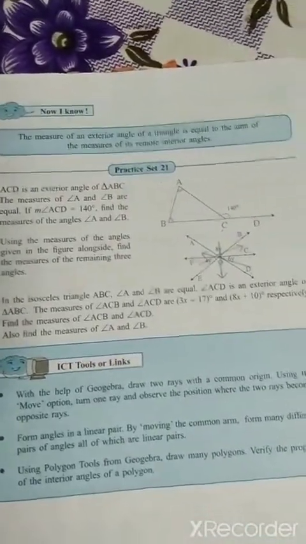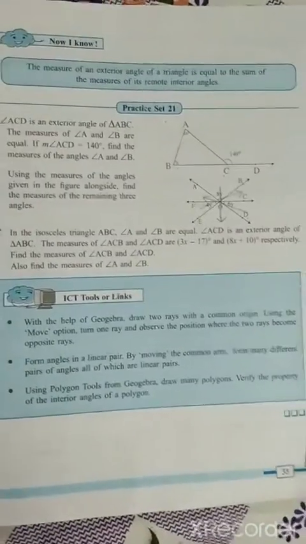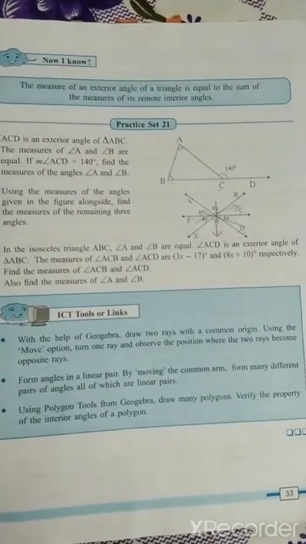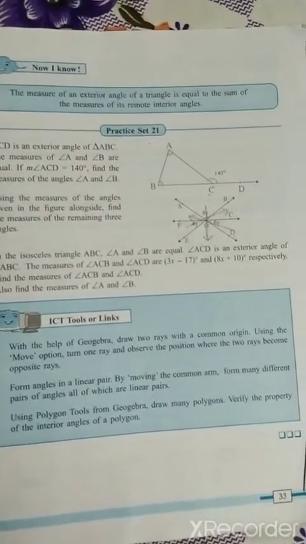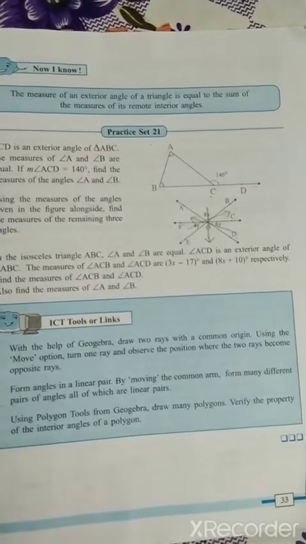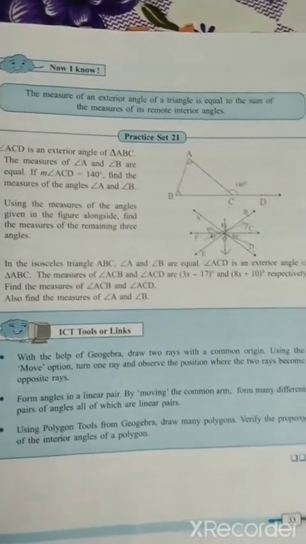Moving ahead to the last sum of this chapter, that is question number 3. In the isosceles triangle ABC, A and B are equal. ACD is exterior angle of ABC. The measure of ACB and ACD are 3x minus 17 and 8x plus 10 respectively. Find the measures of ACB and ACD.